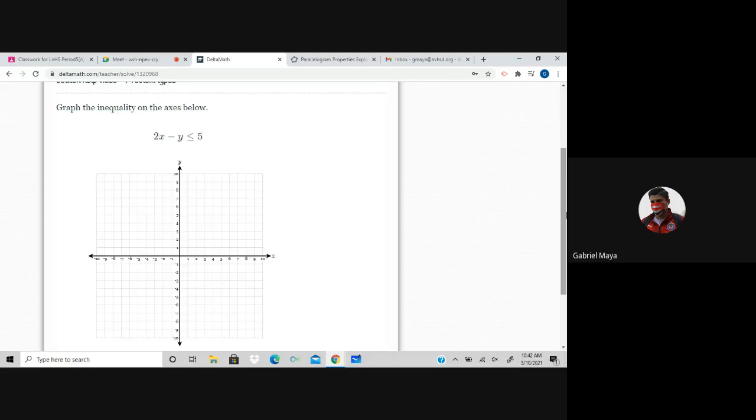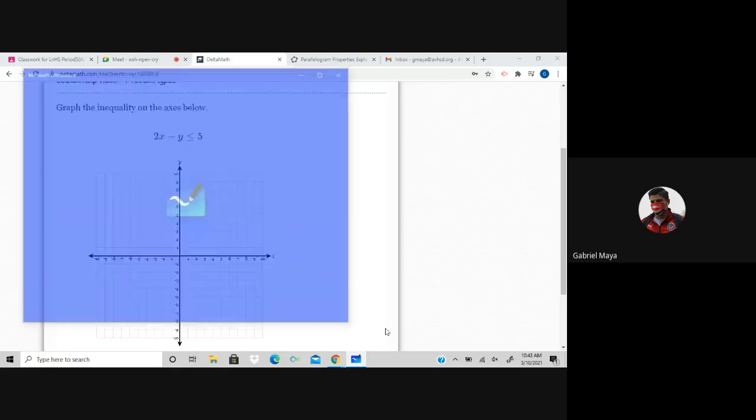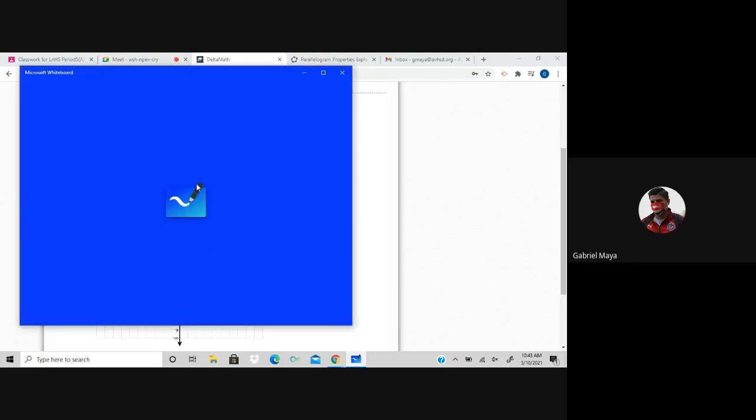So let me actually get my paper, and we can go ahead and put it into slope-intercept form. So I'm going to rewrite it. 2x minus y. And actually, this is the thing. You guys can't. Actually, I can do that. Let me get my whiteboard, because I have my Wacom board out here so you guys can see. Yeah, because I was going to do it on paper, but if I do it on paper, you won't be able to see it.